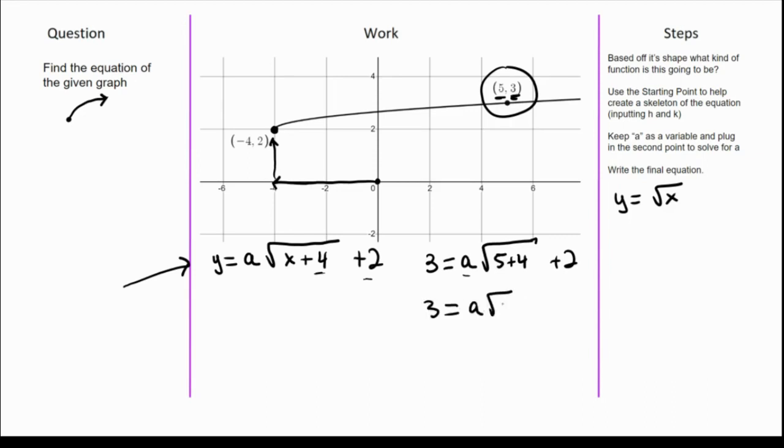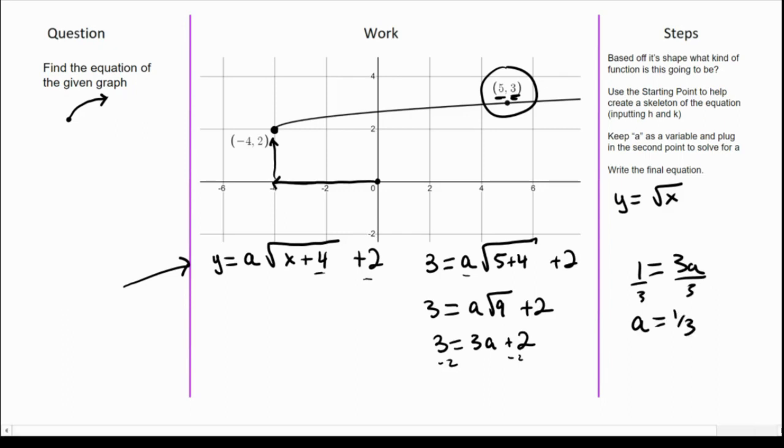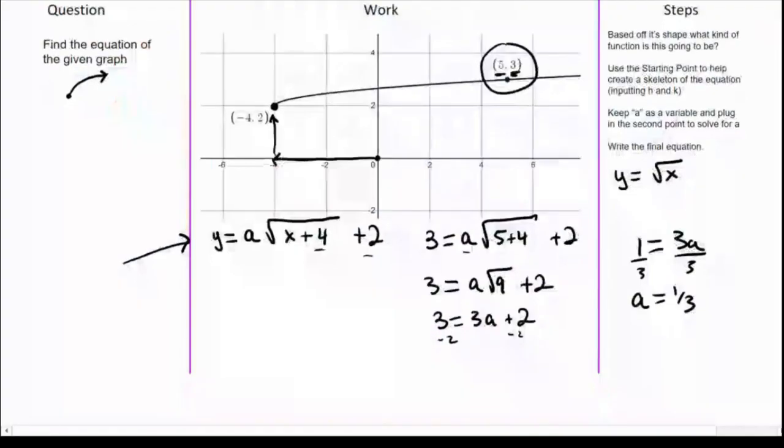So I'm just going to do some math here. I get a times the square root of 9. The square root of 9 is 3, so that's going to be 3 equals 3a plus 2. Subtracting 2 from both sides, I get 1 equals 3a. So my a value is going to be 1/3.